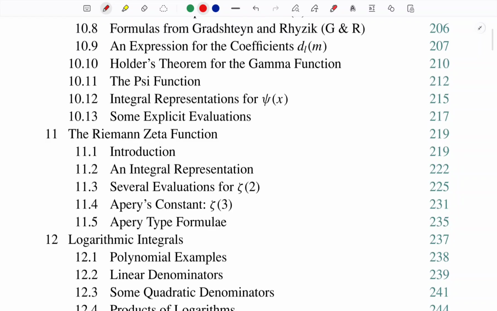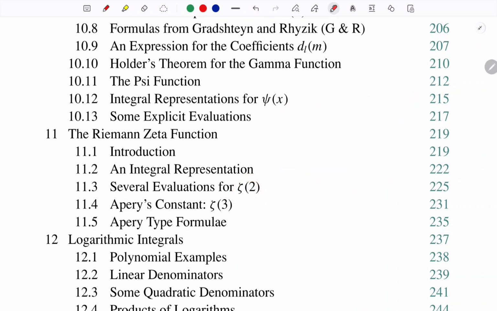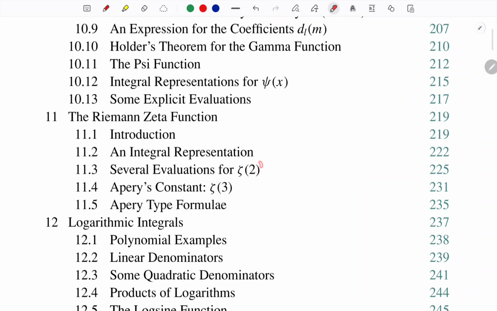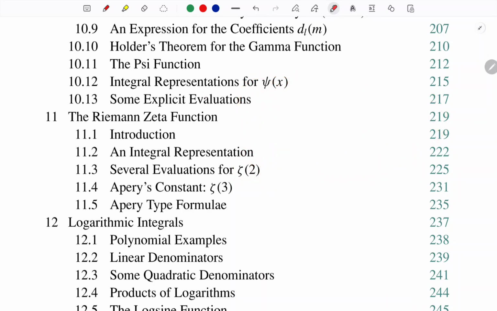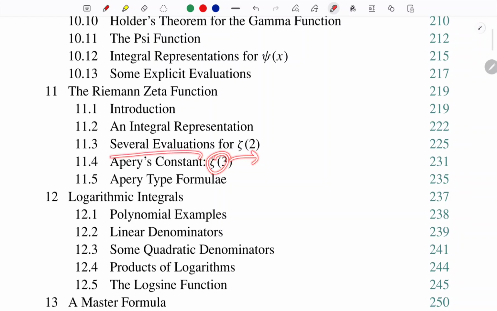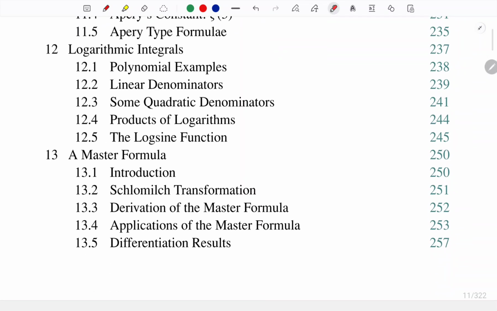Well, this book is really wow. Here we are talking about the Riemann zeta function. This is the representation of zeta of z as the infinite series from k equals 1 to infinity of 1 over k to the z. Zeta of 2 is known as the Basel problem, and the value of this is pi squared over 6, right? And zeta of 3 is called Apéry's constant. And well, a lot of things we have to deal with.